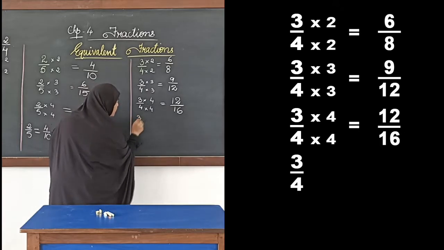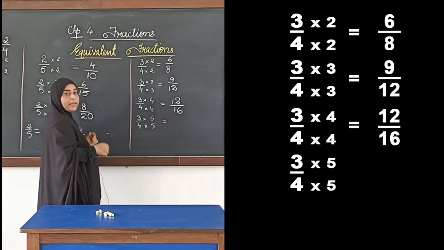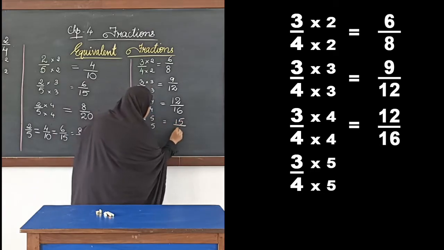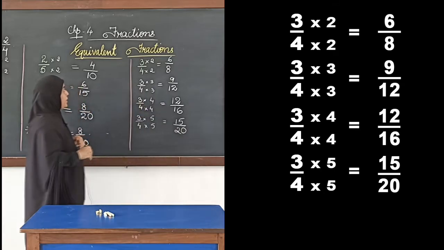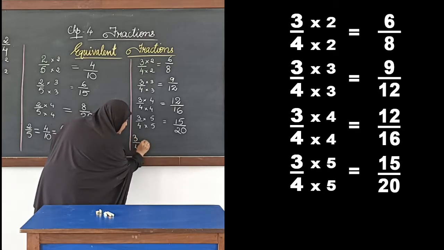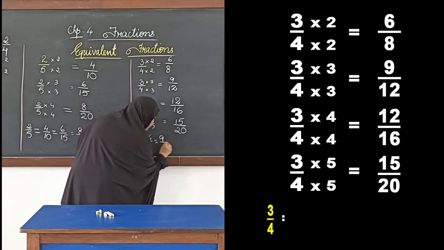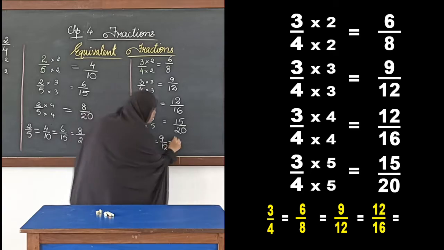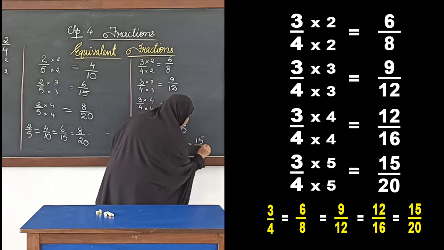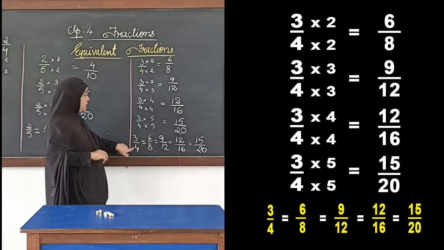We will try to find the fourth one by multiplying with 5. We can multiply numerator and denominator with any number. The answer that we get will be equivalent to the other fraction that we are trying to find. Now, we have found 4 equivalent fractions for 3 by 4. So, 3 by 4 is equal to 6 by 8 is equal to 9 by 12, that is equal to 12 by 16 and it is equal to 15 by 20. All these fractions are equivalent fractions of 3 by 4.